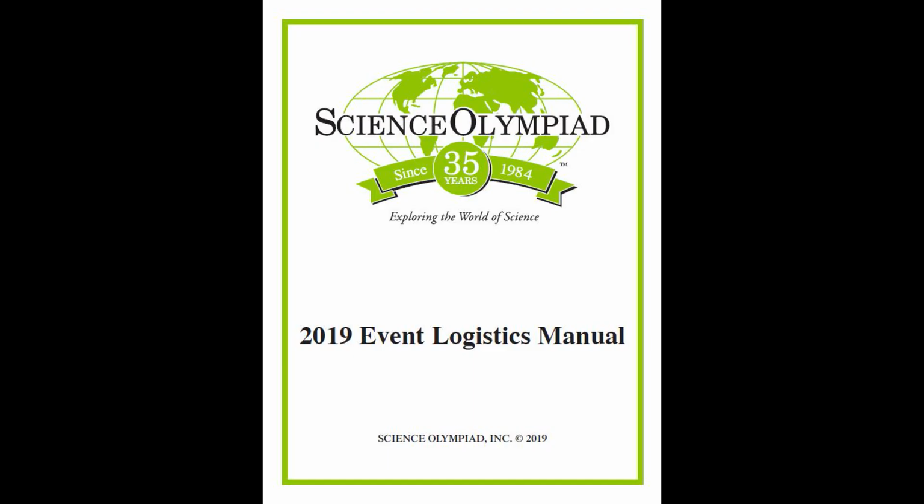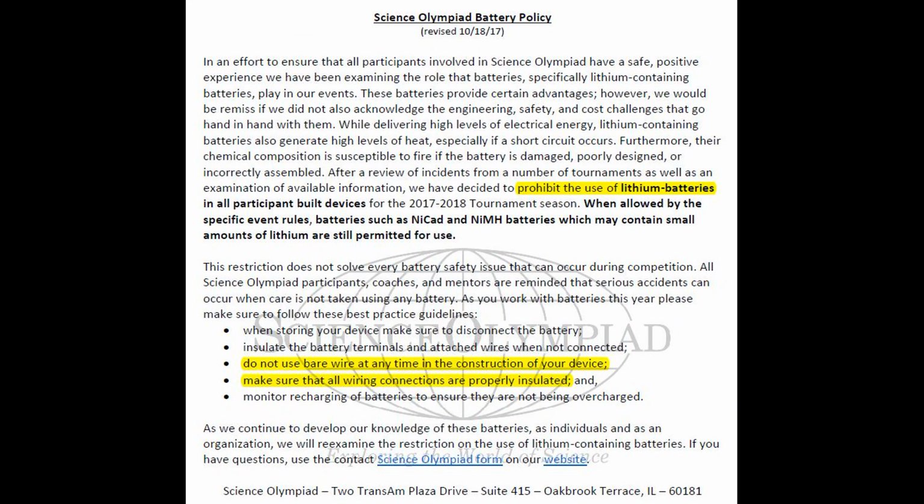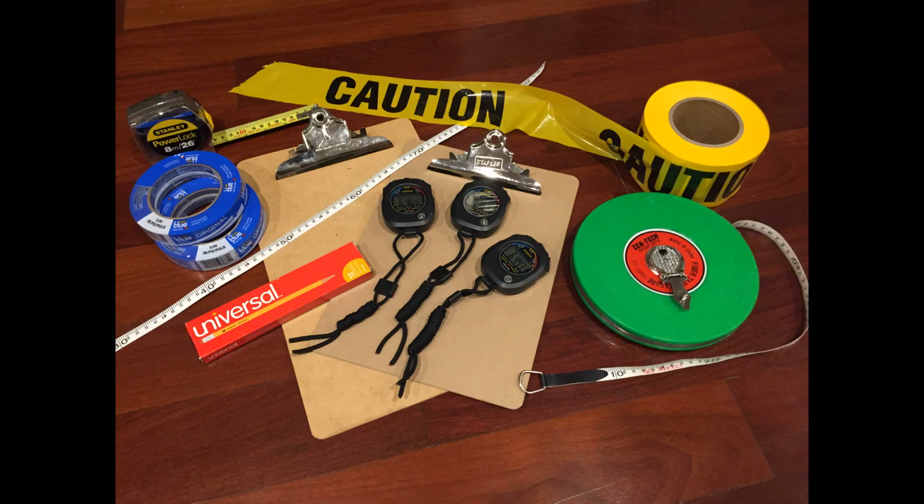Additional resources which you should review and/or have on hand include the 2019 Event Logistics Manual describing space requirements and other pointers, the SO Battery Policy, which also includes guidance on wiring, the Calculator Guide, the Building and Tools Policy, in case any questions arise as to whether a car is student-built, and the Laser Policy. Students cannot use lasers in this event, but you will be using them for event timing.